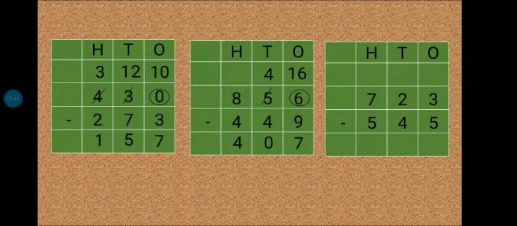The next sum, 723 minus 545. First step, can we subtract 5 from 3? No. So we will borrow from the neighbor. We will circle 3 and write 13 above 3. Cut 2 and write 1.